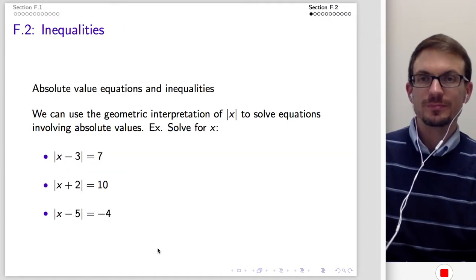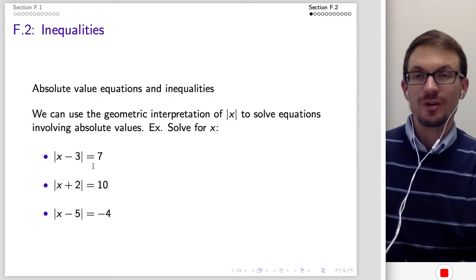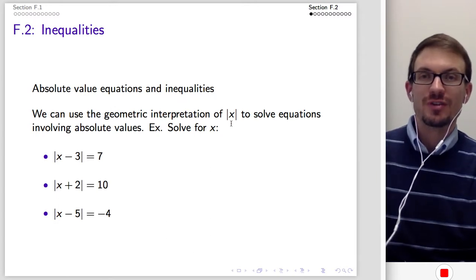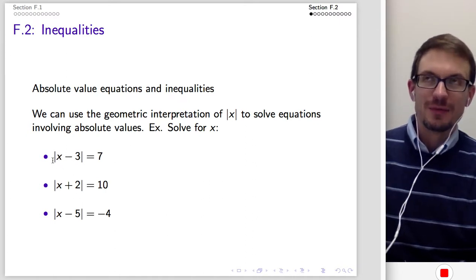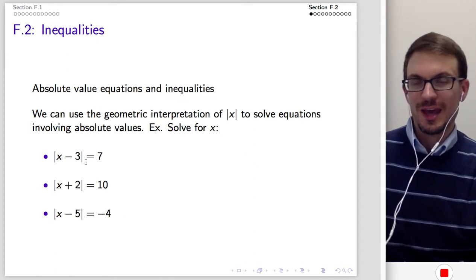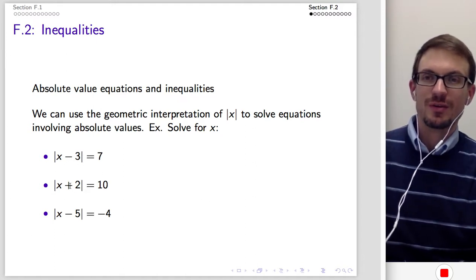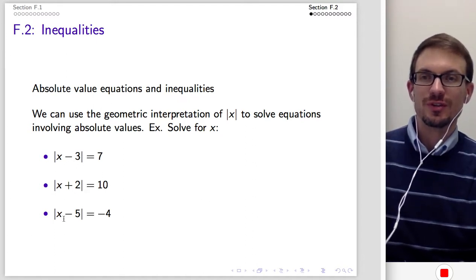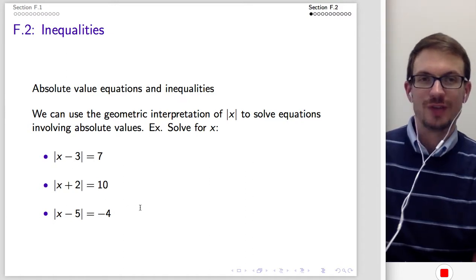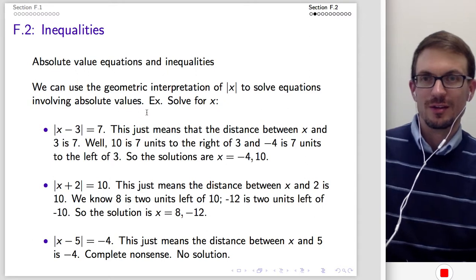Okay. Absolute values and inequalities. So we can use the geometric interpretation of the absolute value of x to solve equations involving absolute values. So for instance, let's solve for x. The absolute value of x minus 3 is the distance between x and 3, and it is equal to 7. Here we have the absolute value of x plus 2 is equal to 10. The absolute value of x minus 5 is equal to minus 4. All right, stop the video, give it a try.